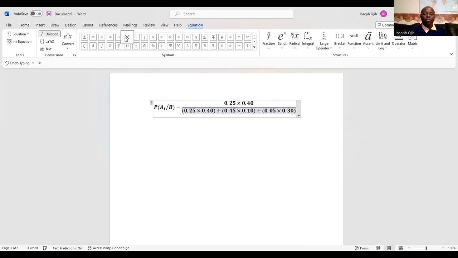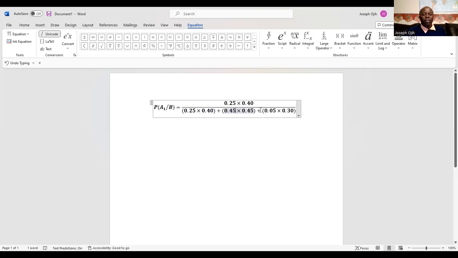So actually, this is how it would be. Like here, this is 0.10. I put it in the wrong order, but it doesn't really matter so long as both of them are there, 0.45. The same thing. I think we are good.